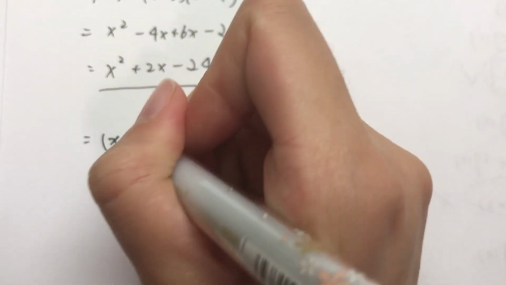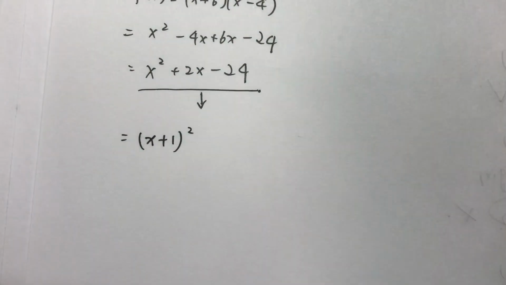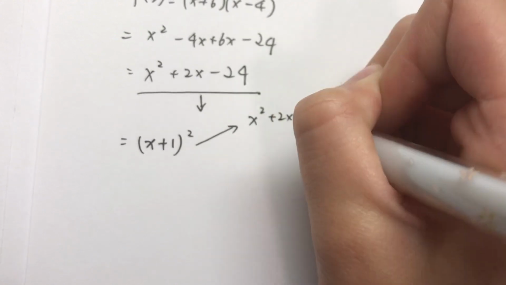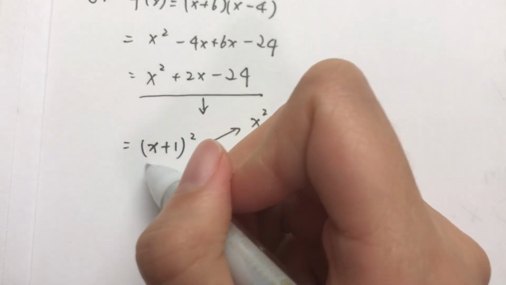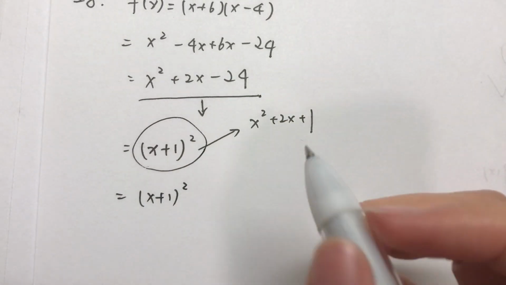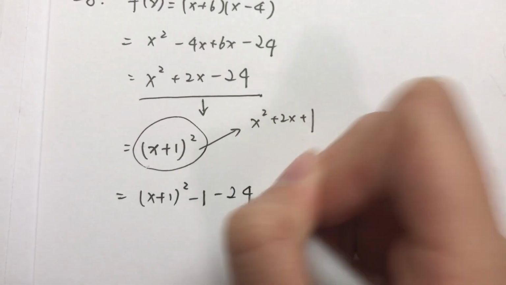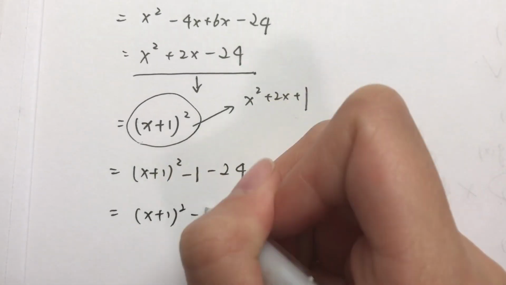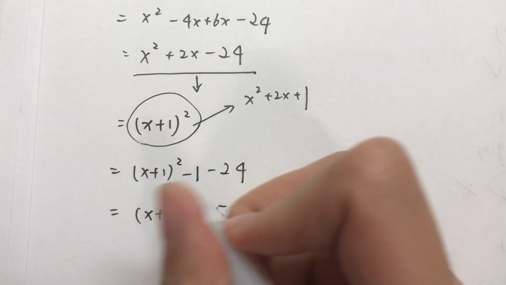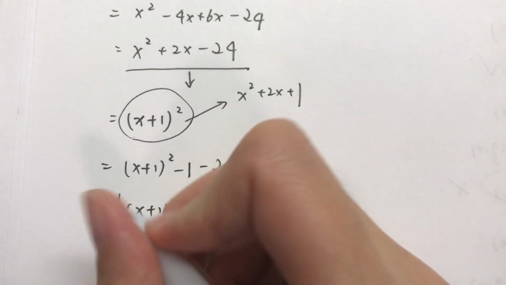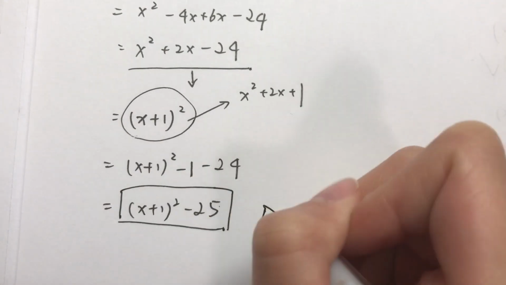So we change the form to (x plus 1) squared. This is equal to x squared plus 2x plus 1. So if we have this square formula, we use plus 1 minus 1 and minus 24. If we get this, we can simplify it. From this equation, we can see the minimum value of this function is negative 25. So this should be the correct answer, which is choice D.